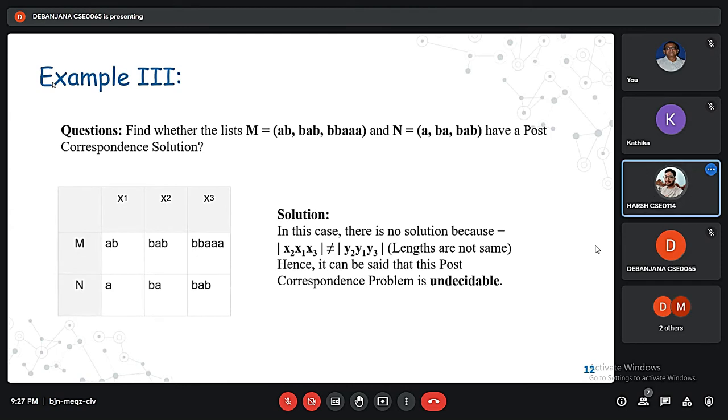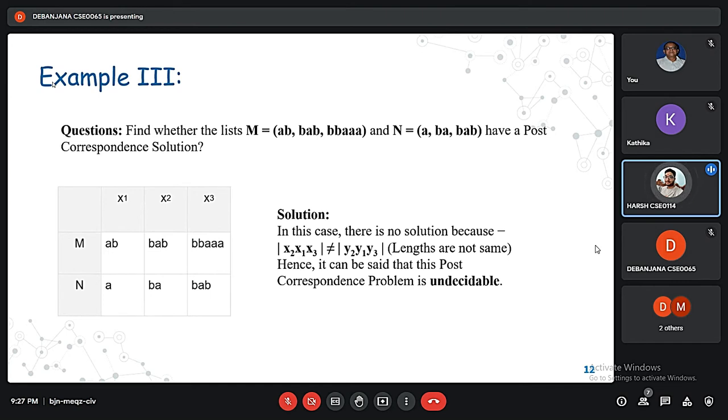Question: Find whether the list M = (AB, BAB, BB, AAA) and N = (A, BA, BAB) have a post correspondence solution. Solution: In this case, there is no solution because the length of x2, x1, x3 is not equal to the length of y2, y1, and y3. Lengths are not the same. Hence, it can be said that this post correspondence problem is undecidable.